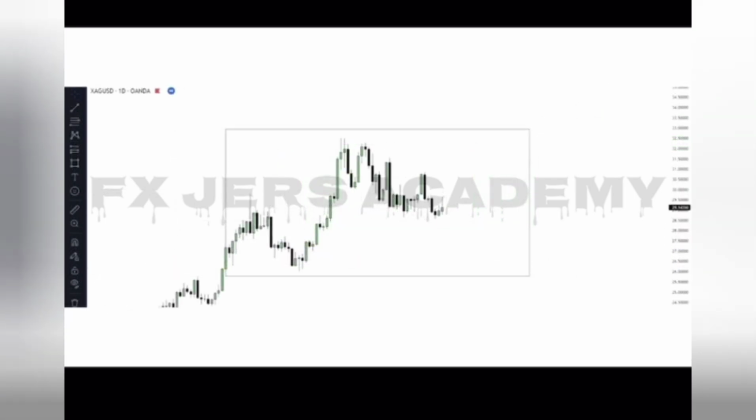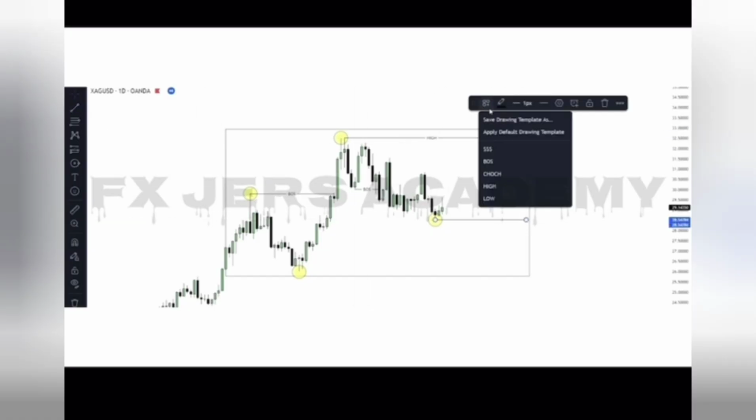Now let us jump into the bearish example on the XAG USD daily chart. First, let us mark the highs and lows with the same color. Look at the break of structure to the upside, and then the break of structure to the downside, indicating that the market has changed its trend from bullish to bearish. Now let us highlight the high and low of our zone.